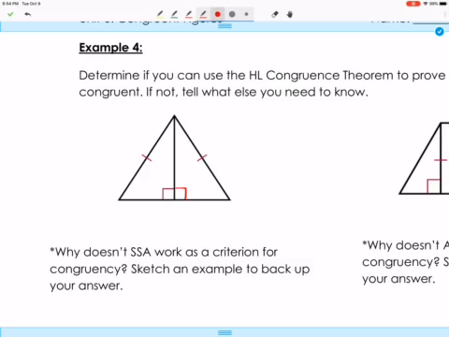The sides that I currently see are congruent would be the two hypotenuse sides because they're the sides across from the 90-degree angle. And then again, even though it's not marked, this side down the middle would be congruent to itself if we were to pull those apart by the reflexive property. So I would say yes, we can use HL here.